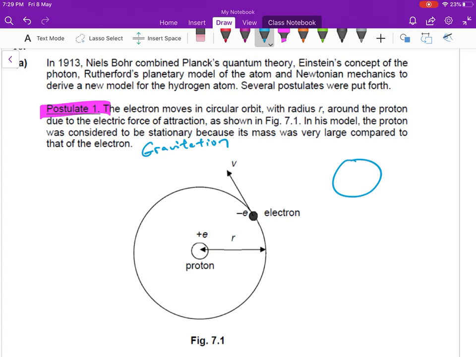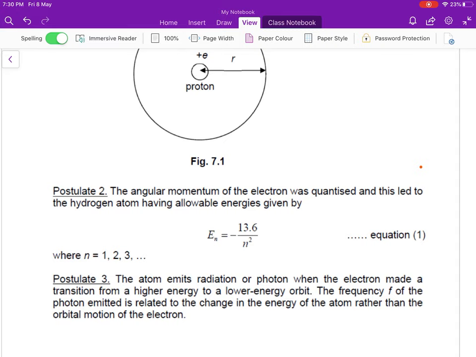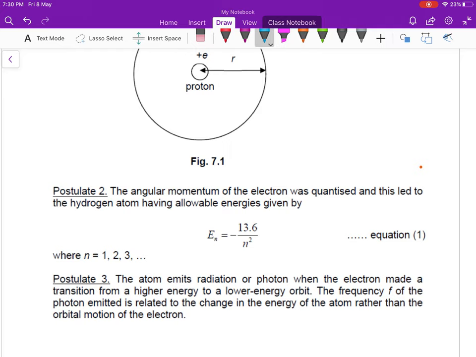The electron moves in a circular orbit of radius r around the proton due to the force of attraction. In his model, the proton was considered to be stationary because its mass is large compared to that of the electron. So this is a bit like our gravitation. So this is our sun, then our Earth is here, right? Our center of mass is inside the sun, in the middle of the sun, because the mass of the Sun is so much bigger than the mass of Earth.